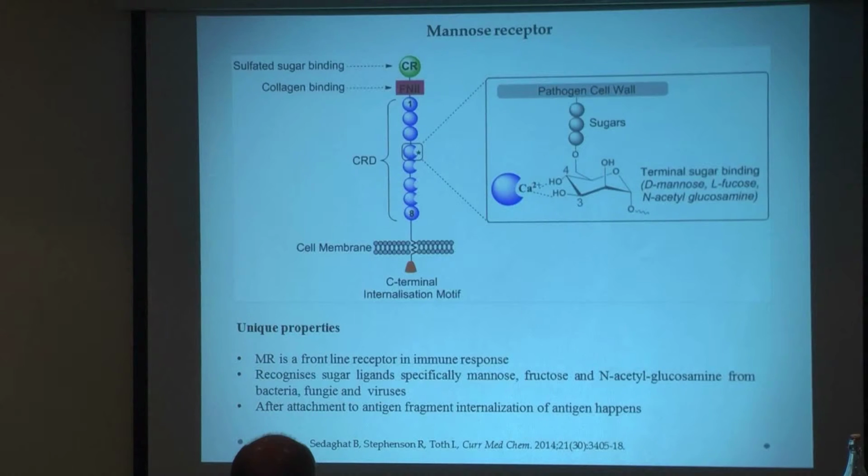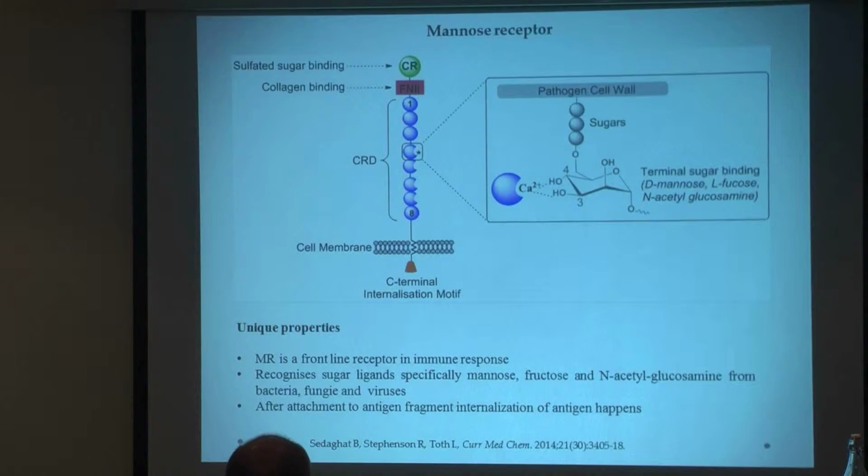The mannose receptor is a frontline receptor in immune responses. It's one of the first receptors involved in the recognition of viruses, bacteria, or fungi when they enter the body. So it's important to look into this receptor for the uptake of vaccine constructs.